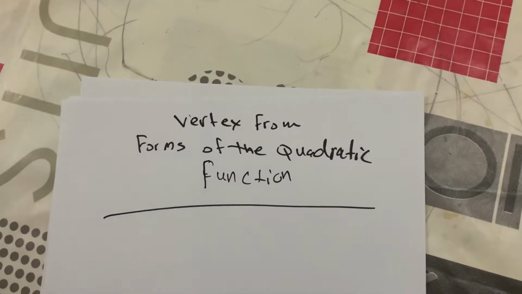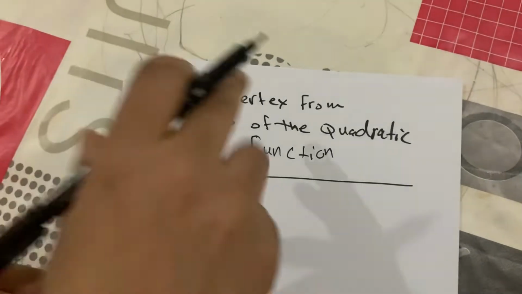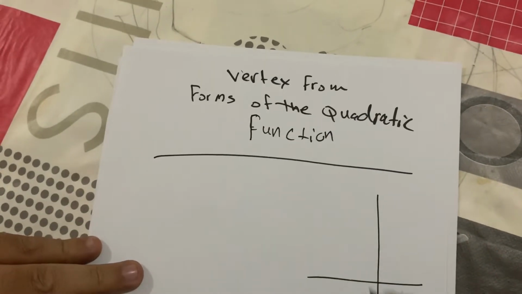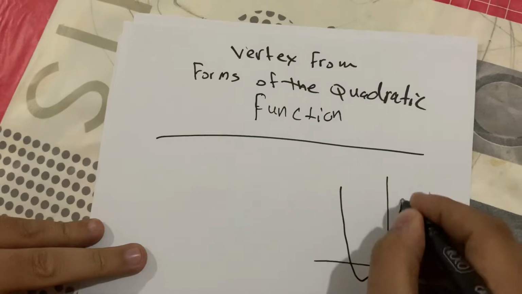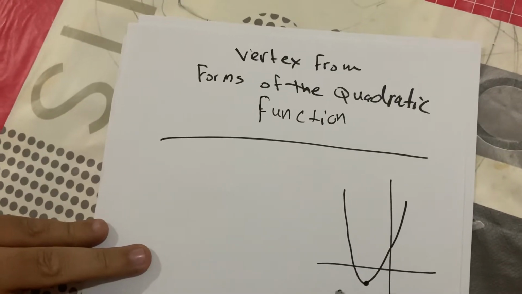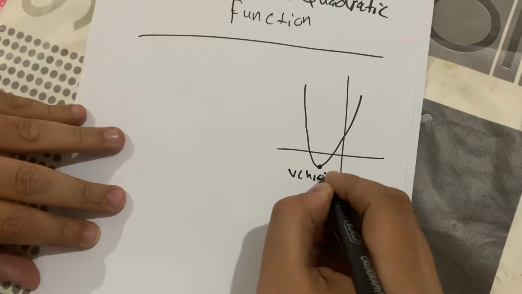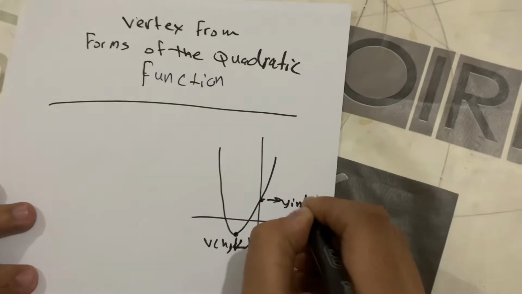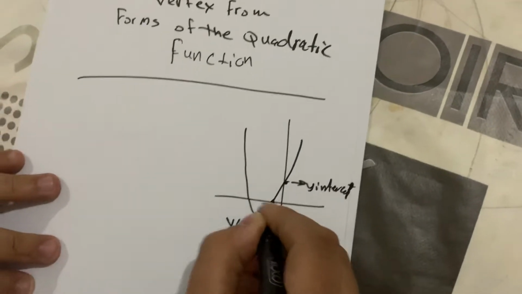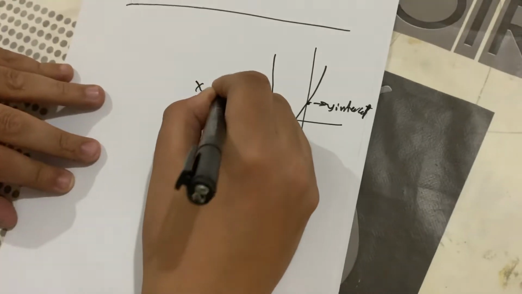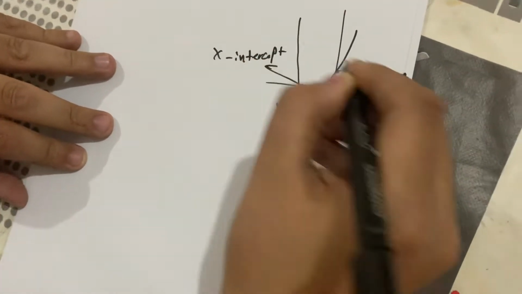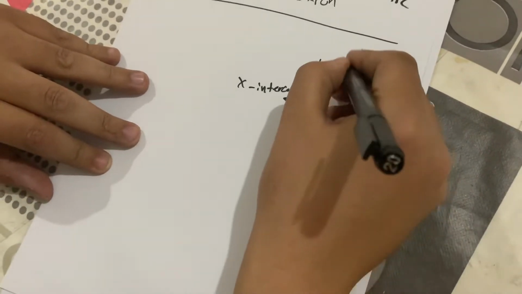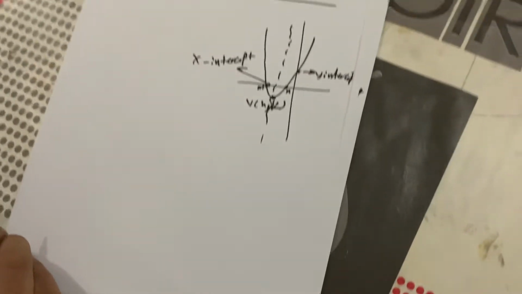طيب، عايزين نتكلم على how can we identify the vertex from forms of the quadratic function. First of all, we have to know that quadratic function represents by parabola. This parabola has vertex h and k, and y-intercept, and here x-intercepts. X-intercepts represented by m and n, for example. Vertex h and k, y-intercept, and we have here axis of symmetry, the line which divides the parabola into two halves.